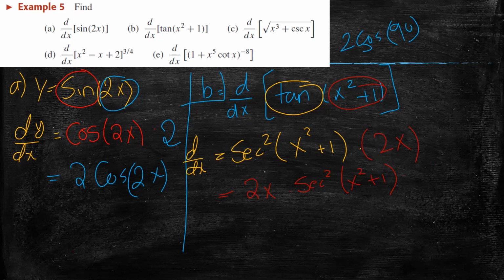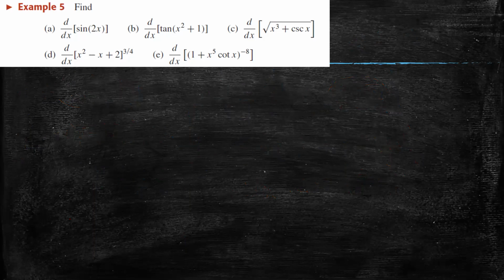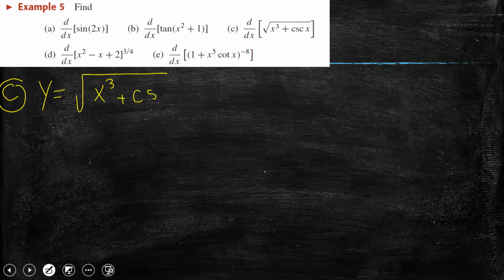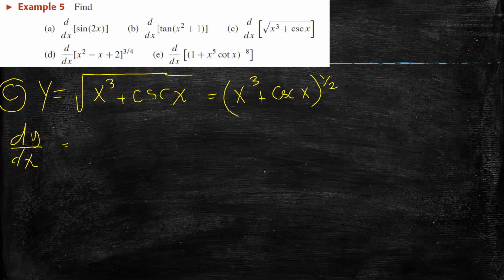Let's do now C. See here, if y equals square root of x cubed plus cosecant x, find dy over dx. Here now, this function is like x cubed plus cosecant x raised to the power half. So the first step, if you want to use the alternative way, we said the derivative of the outside times the derivative of the inside.